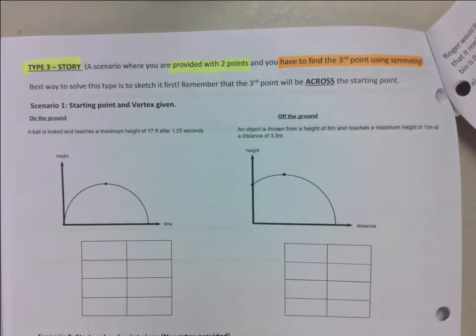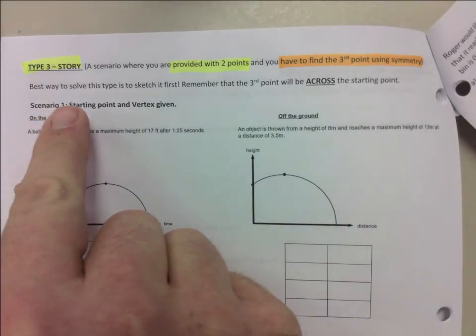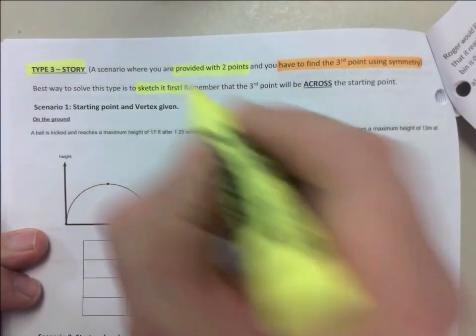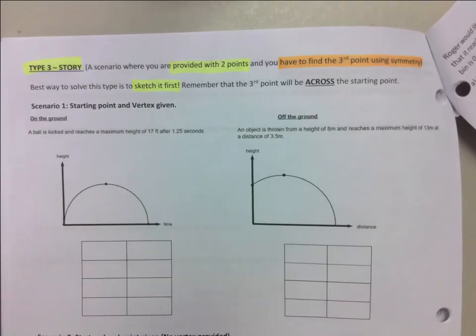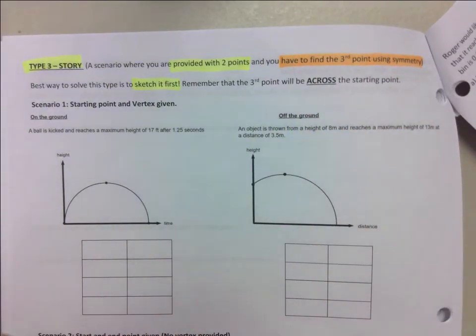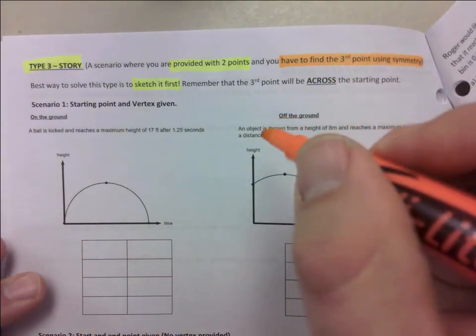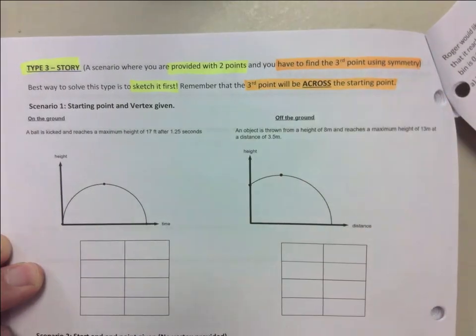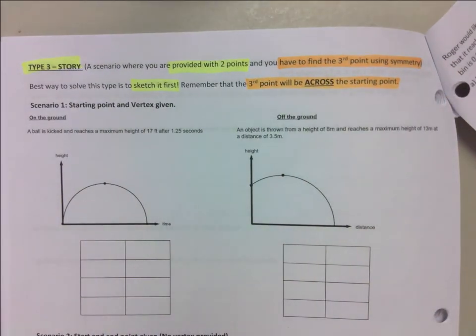So for now, we're going to focus on that a little bit. The best way to solve this type is to sketch it first. I would say sketch it first, see what's happening. Are you starting on the ground? Are you starting off the ground? What's happening here? Remember that the third point, I'm going to use the same color for the third point here. The third point will be across the starting point. That is important to remember.